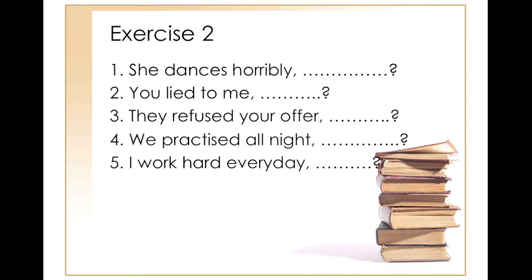Let's do the first one together. She dances horribly. She is our subject, so she will come back in the question tag. Dances is our verb, but it's not an auxiliary, so we have to use a form of to do. Because she is the subject, we have to use does. Remember, he, she, it gets does. So the sentence would be, she dances horribly, doesn't she? We have to use doesn't here because dances is a positive form. The other four are for you.